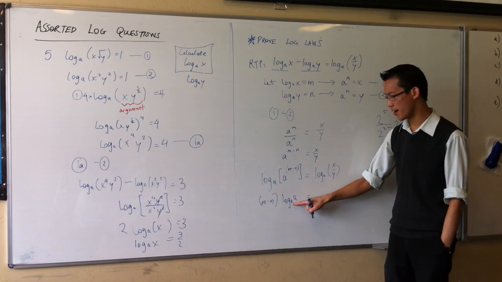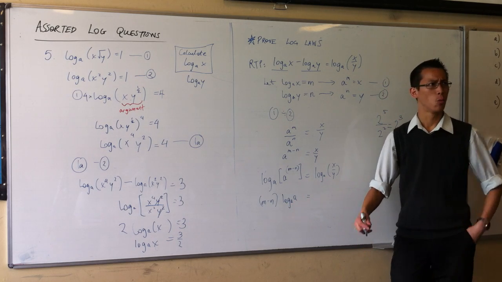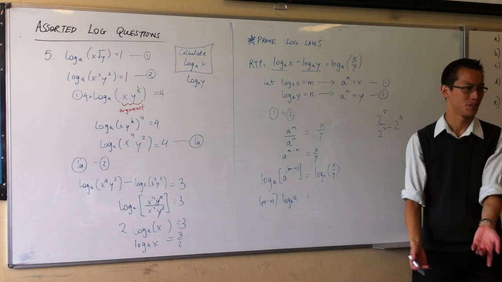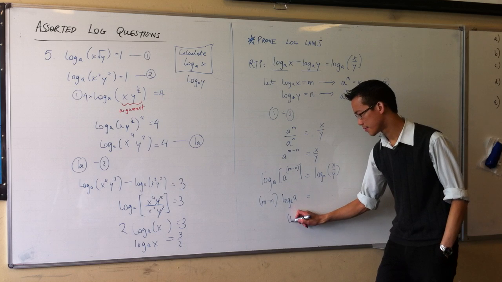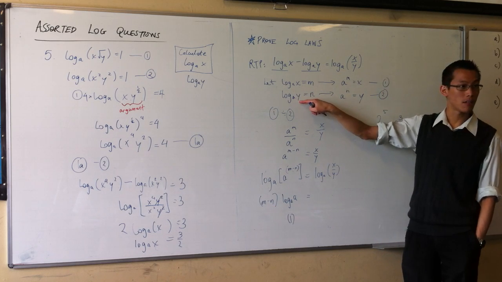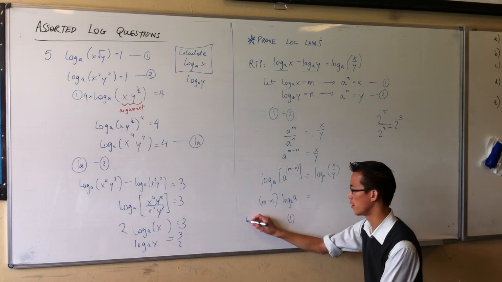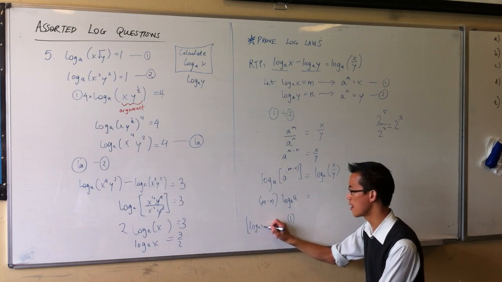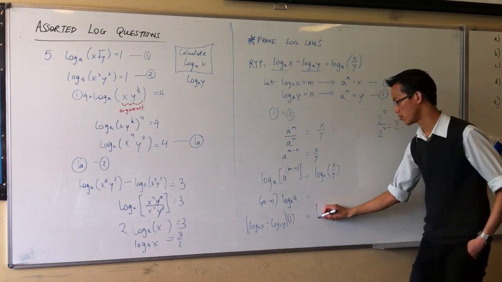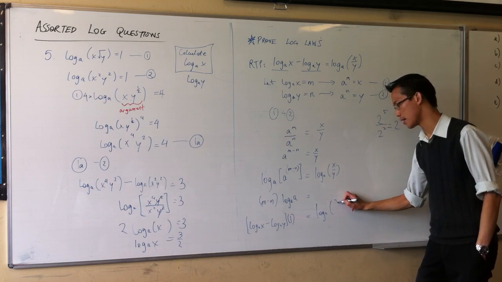Log base a of a is, what power do I have to raise a to get a, which is just 1. And m minus n is these original terms here. So I'm actually done at this point. Log base a of x minus log base a of y, which is equal to, I already have the right-hand side as I wanted.